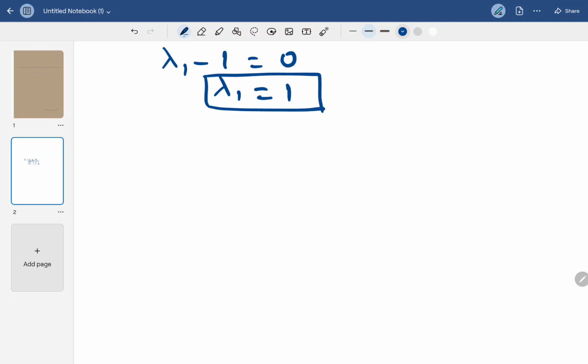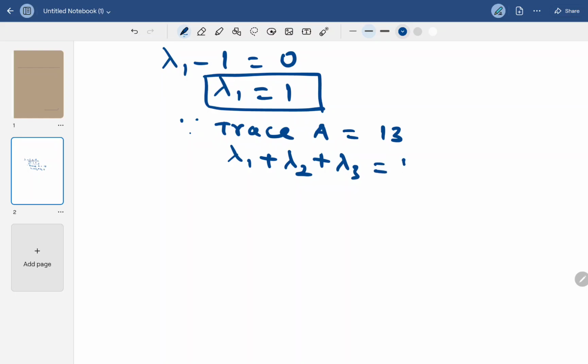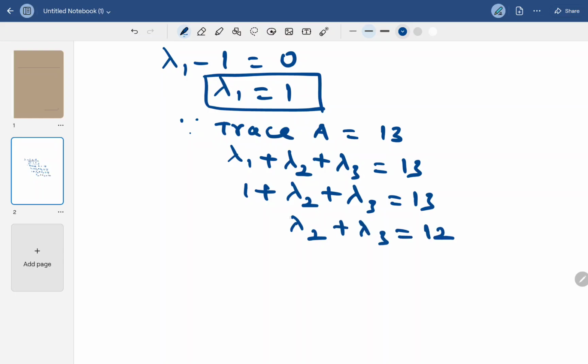Then I have to find the remaining two lambda values, lambda 2 and lambda 3. It is given that trace of A is 13. We know very well that trace is the sum of the eigenvalues. Lambda 1 plus lambda 2 plus lambda 3 equals 13. Since lambda 1 is 1, 1 plus lambda 2 plus lambda 3 equals 13. Lambda 2 plus lambda 3 equals 12.